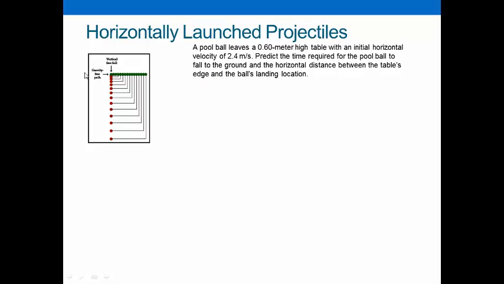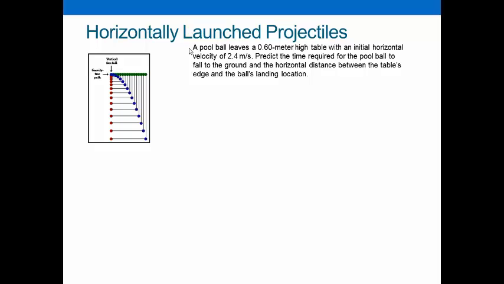Remember, if we launch something horizontally, it has both a horizontal component and a vertical component. The actual path of a projectile is a combination of both that horizontal and that vertical motion, so it follows a parabola. Understanding that horizontal and vertical motion are important in being able to set up our problems. Okay, let's solve for the following scenario.